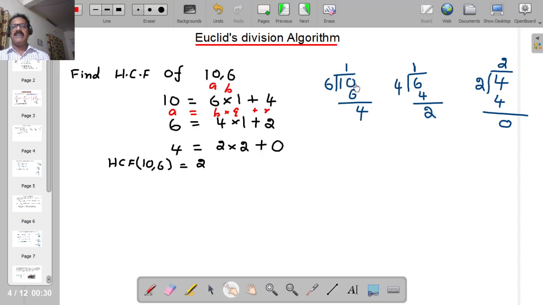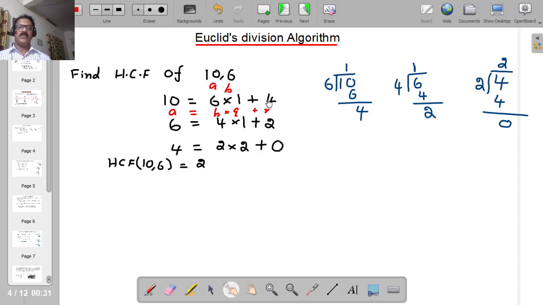For that, we will divide 10 by 6. We get quotient is equal to 1 and remainder is equal to 4. Now 10 is expressed as 10 is equal to 6 times quotient, which is equal to 1, plus a remainder, and remainder we know is equal to 4. So it is of the form A is equal to B times Q plus R, where A is 10, B is 6, Q is 1 and R is 4. So 10 is equal to 6 times 1 plus 4.